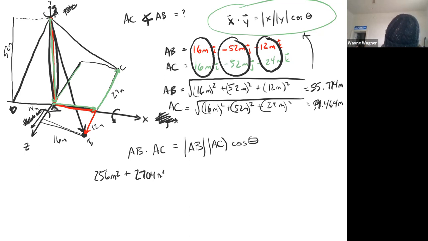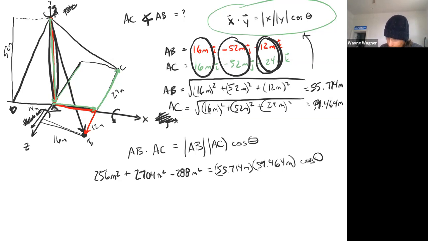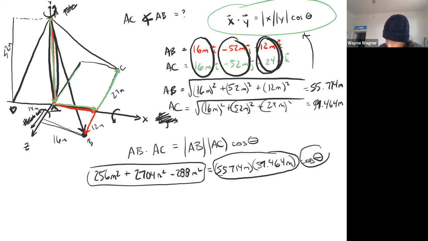2704 meters squared. And then we're going to add this one right here, 12 and 24. So 12 times 24 equals 288. Excuse me, that's a minus 288 meters squared equals, now I need the magnitude of A times the magnitude of B. So that's 55.714 meters times 59.464 meters cosine theta. So now basically I'm going to add up all of these, divide by this, and then take the inverse cosine of whatever that is.